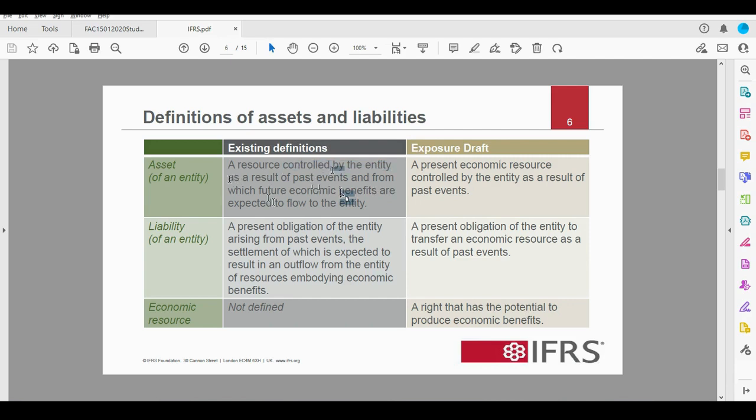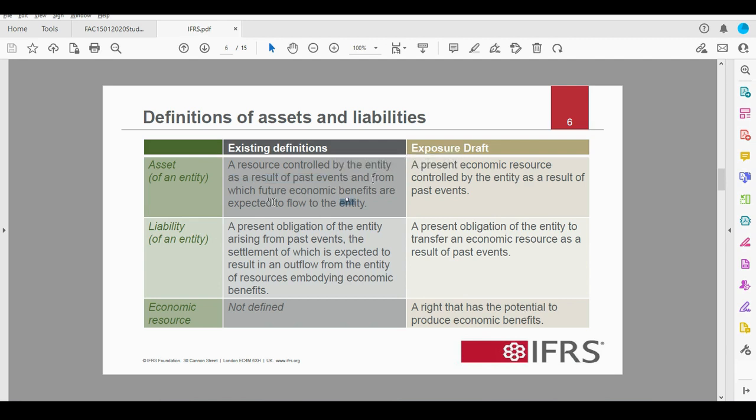Number three, the asset has to also be coming from past events. What this basically means is there must have been a past transaction that took place. Either you went and bought it. When it says as a result of a past event, it's referring to when you actually went to buy it, right? There must have been a past event that means you now have this asset.